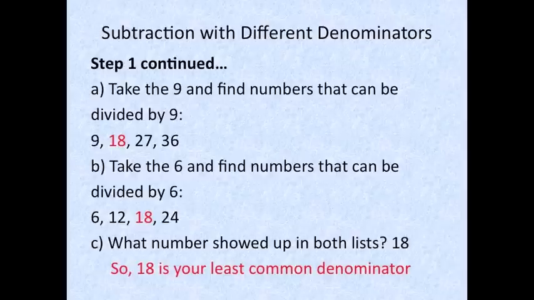Then the second step is we will take the 6, which is the other denominator of the second fraction, and find numbers that can be divided by 6, which is basically the same thing we did with the 9. So 6 times 1 is 6, times 2, 12, times 3, 18, and times 4, 24. The next step is what numbers showed up in both lists? Well, I color-coded them red, so you can't miss it, is 18. 18 is going to be your least common denominator. 18 is the number that will be divisible by 9 and by 6.